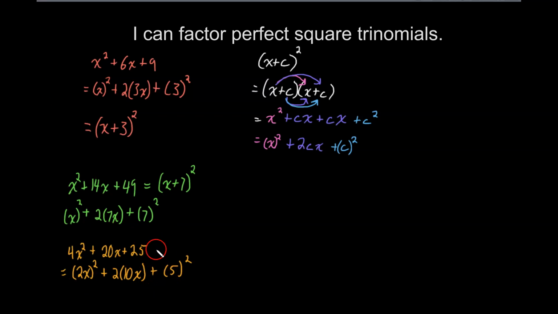So if we were to recognize this, and again, you do not need to do this step, we can just plug these values into this formula of sorts up here. So this would be equal to the quantity of 2x plus 5, the perfect square of the first term plus the perfect square of the last term, squared. And this right here would be our final answer.